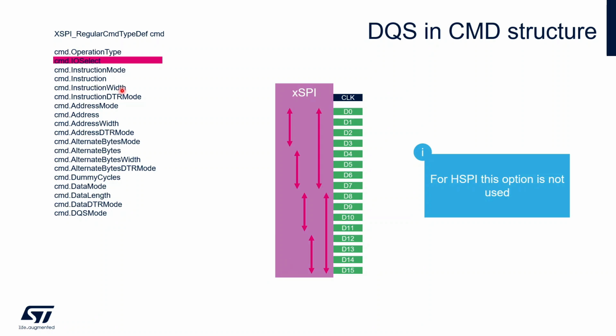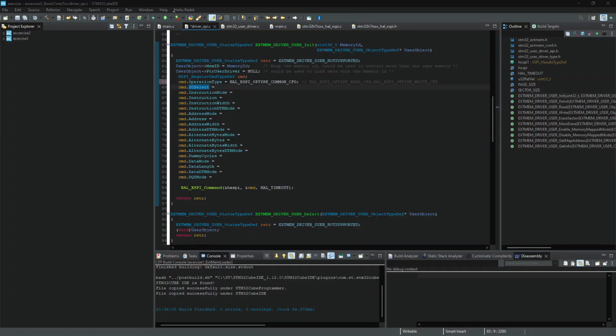In our case, the memory is connected to the lower pins from 0 to 7, so this will be the mode which we will want to select. In our case, it will be pins from 0 to 7, and it will again be a constant for most of the commands, so there will be no comment.